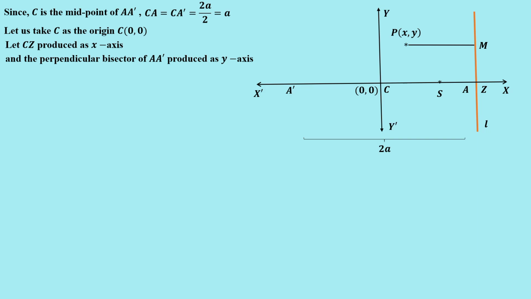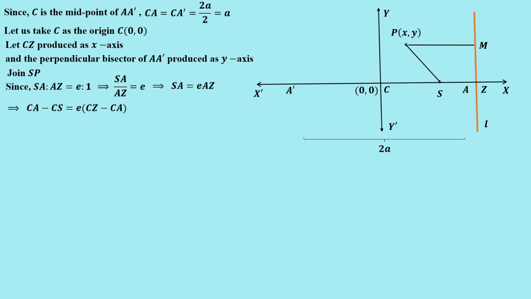That extension line. Join SP, right? Since SA is to AZ is equal to e is to 1, A divides the line segment SZ internally in the ratio e is to 1. So SA by AZ is equal to e. SA is equal to e times AZ. CA minus CS, yes, right?